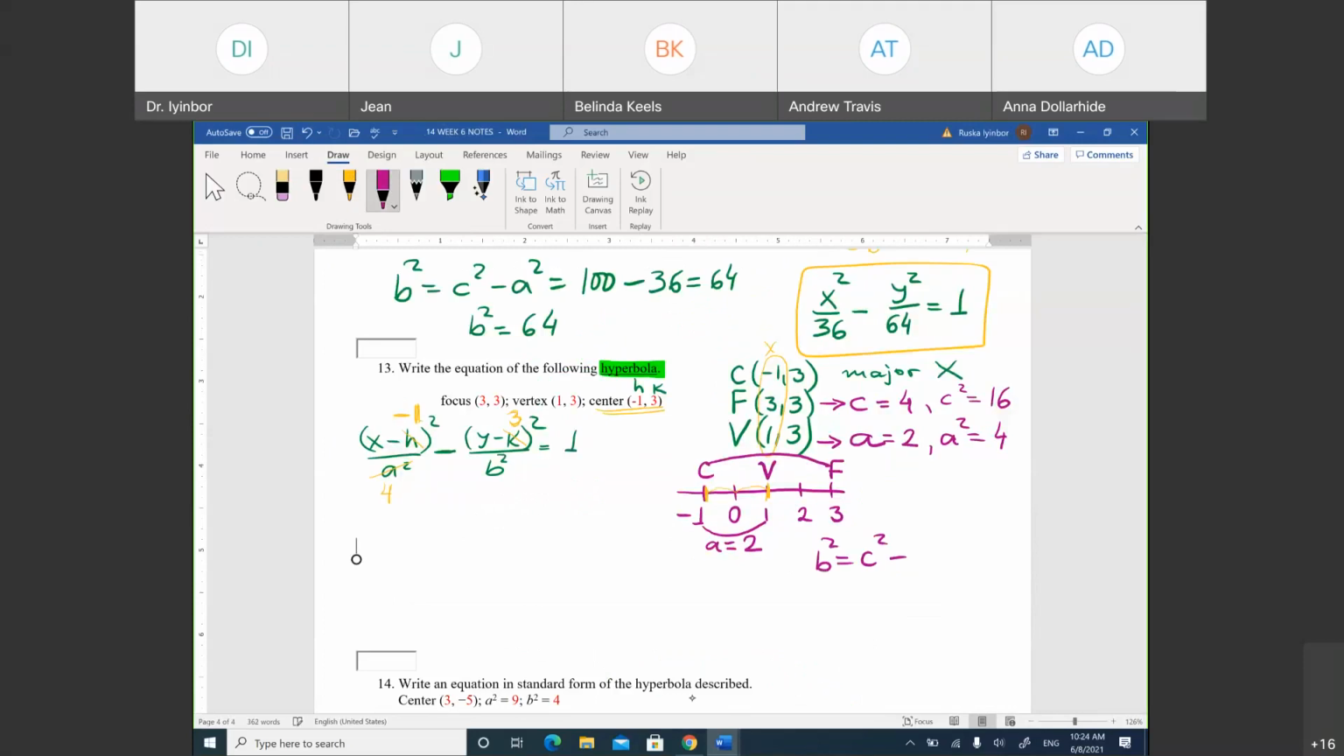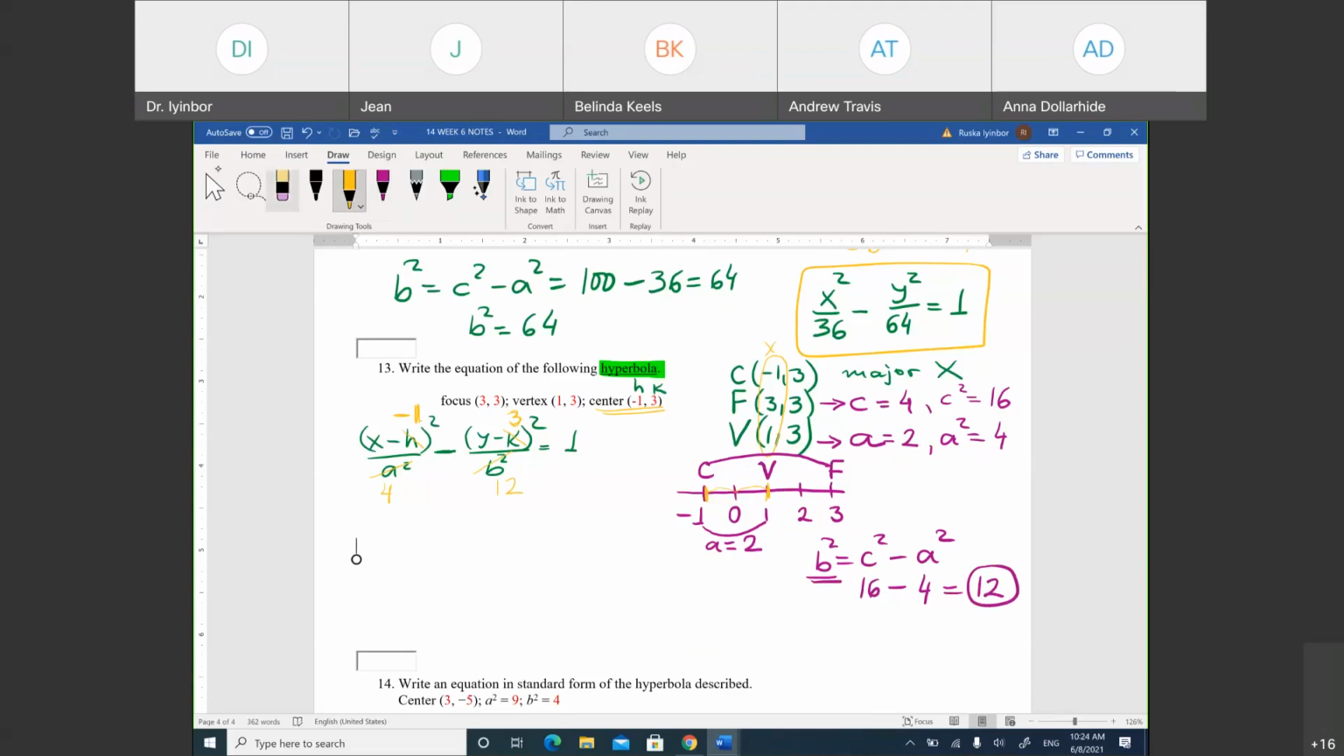So what is C squared? 16 minus A squared, which is 4. 16 minus 4 is 12. So B squared is going to be 12. So I'm replacing B squared with 12. And you're just going to write the answer.